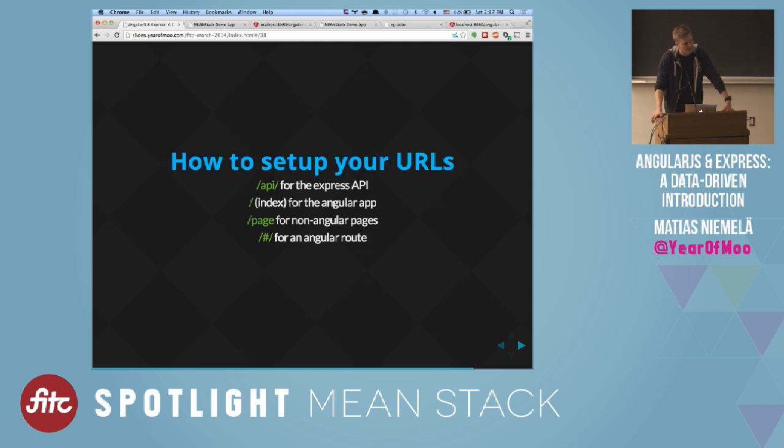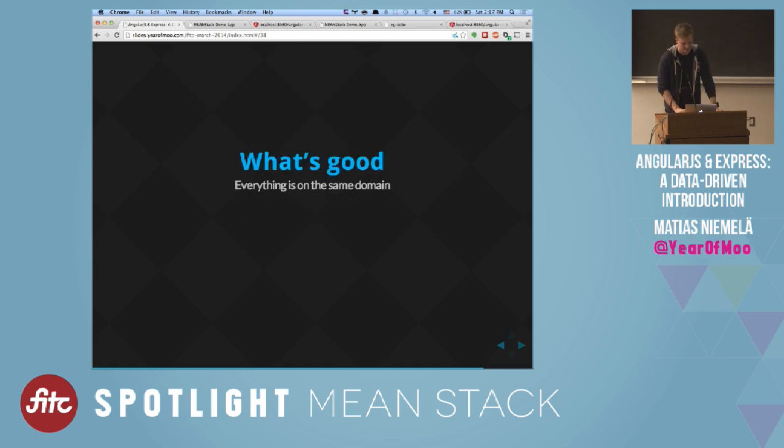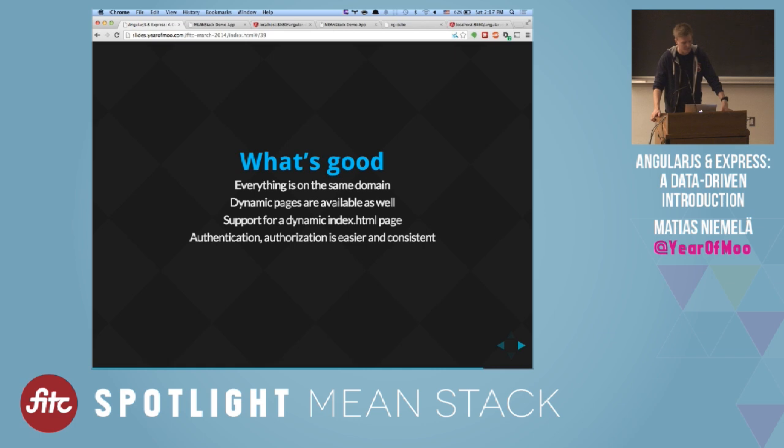So to set that up, you would set up your URLs in this case where you have a /API. The index page would be the Angular page, and then you can still make use of dynamic pages in your application. And then you'd use the simple hash symbol for Angular. So once again, these are all the good benefits of using that approach.